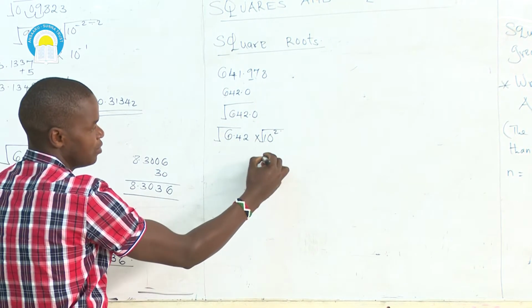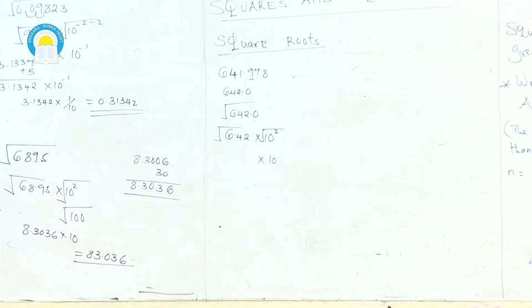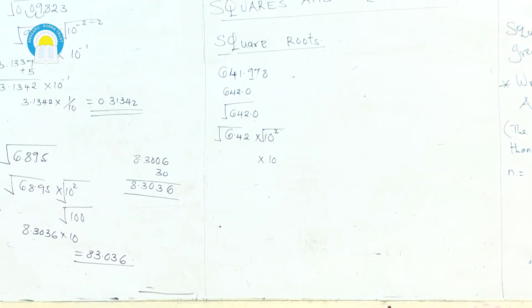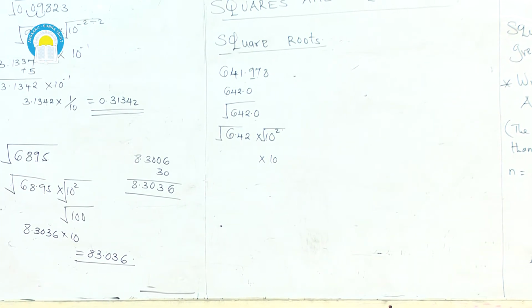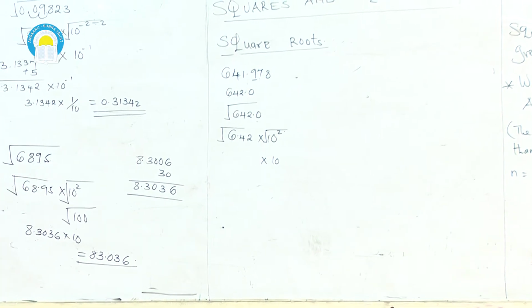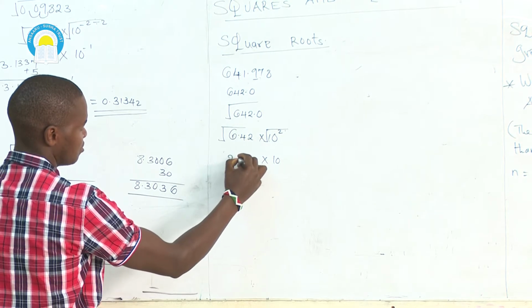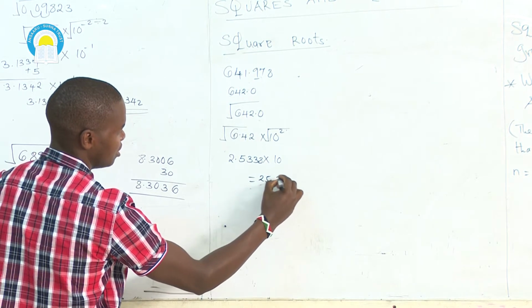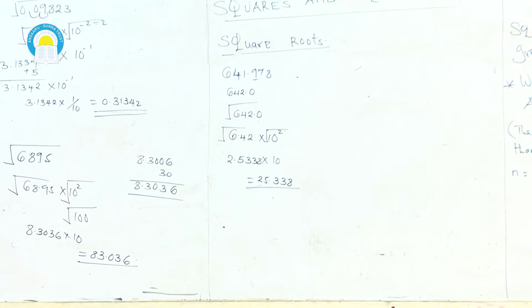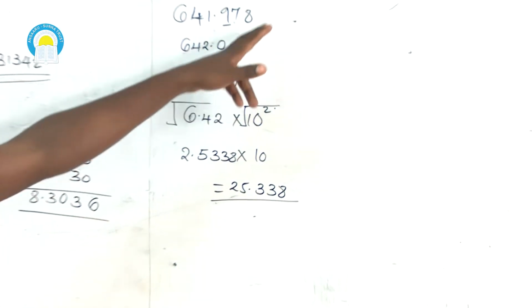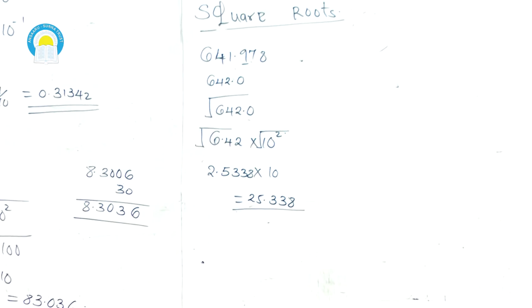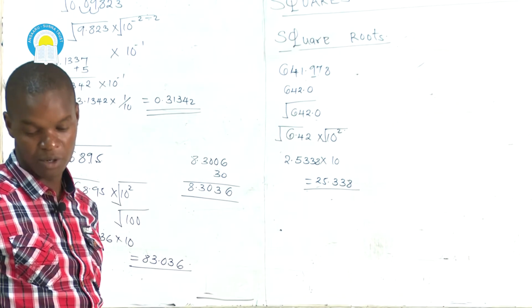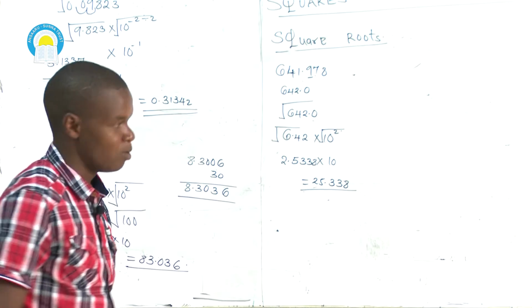The square root of 10 power 2 is 10 power 1, which is 10, because 10 power 2 is 100. Using your tables, can you tell me the square root of 6.42? 2.5338. Times 10, the answer is 25.338. And the square root of 641.978, first of all, round the number to 4 digits. After rounding off the number to 4 digits, then you find the square root, which is 25.338.